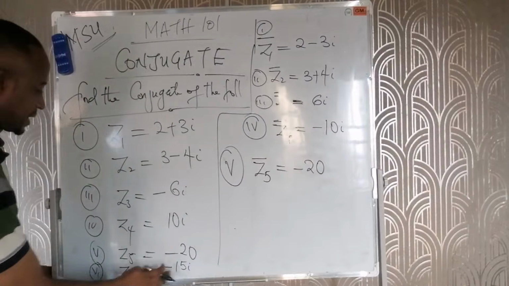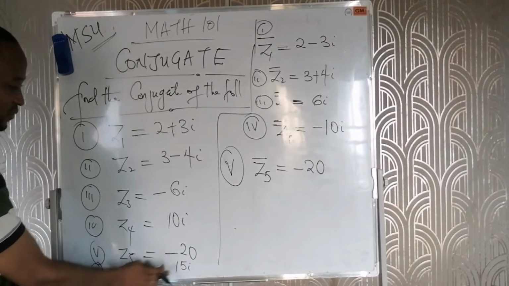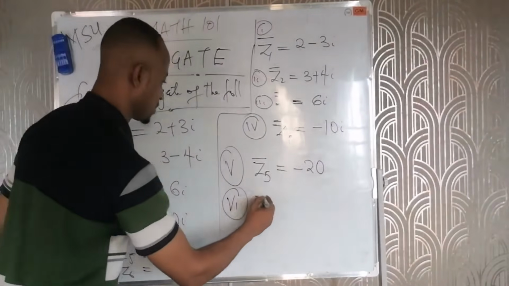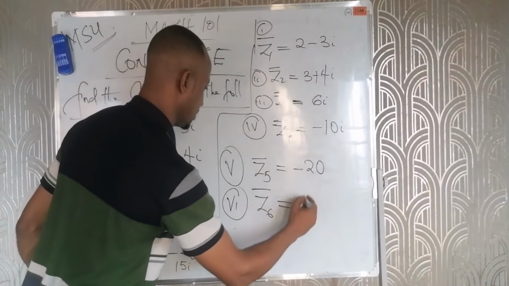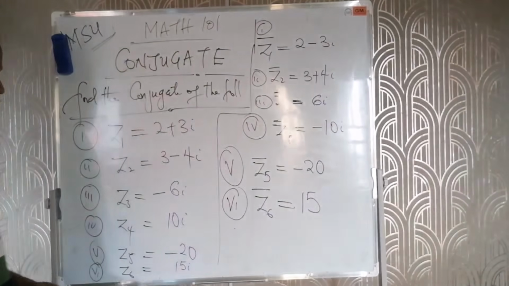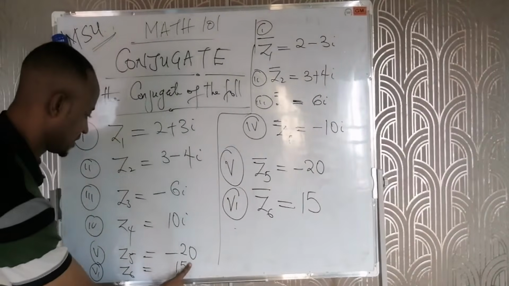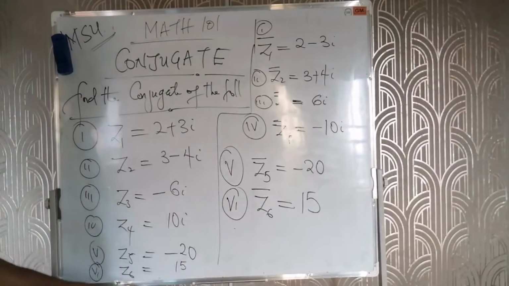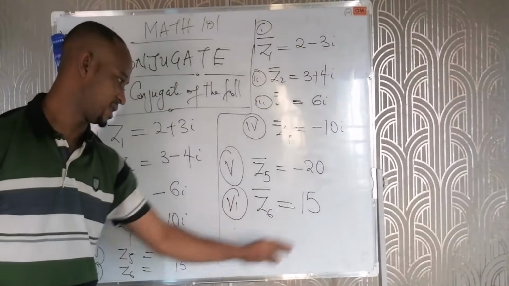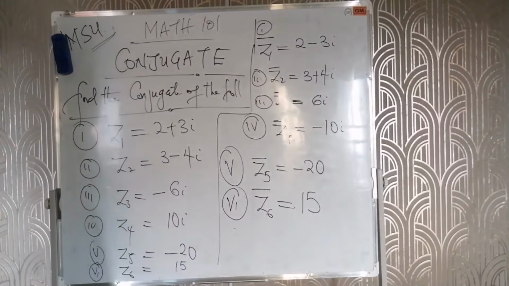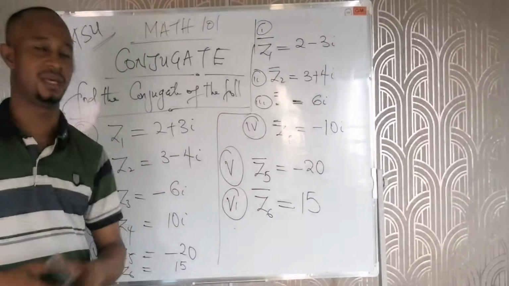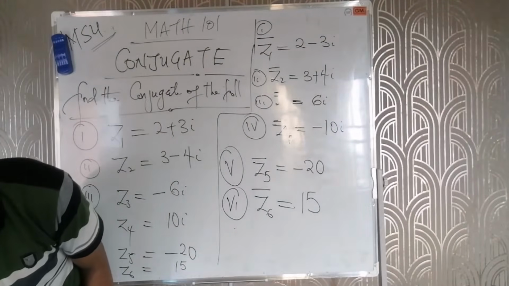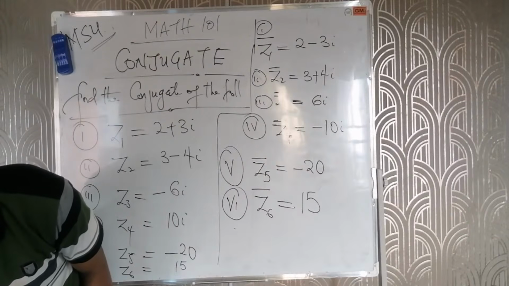Likewise, here I'm supposed to say if Z6 equals 15, what will be the conjugate of Z6? The result is still 15, because it is 15, not 15i. If Z6 equals 15, that means the conjugate of Z6 will be 15. That is just how it is. Conjugates only affect the imaginary part of a complex number, right?